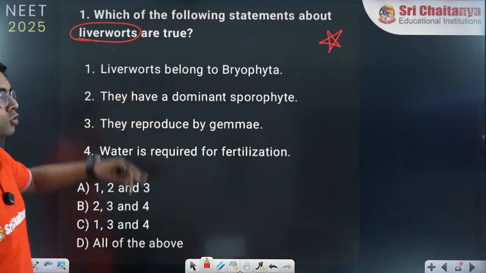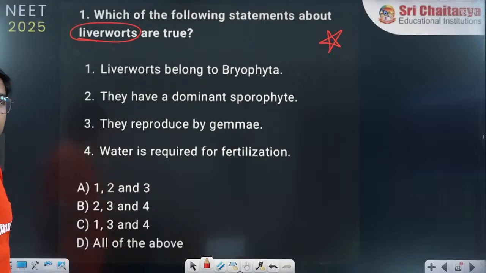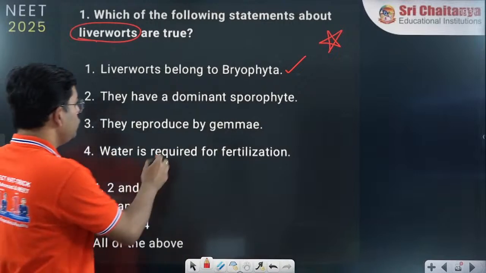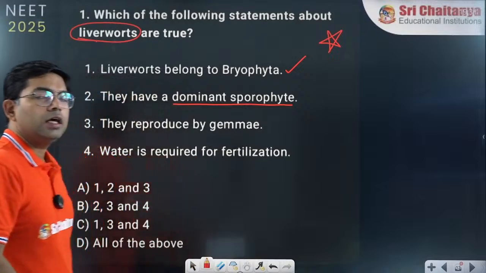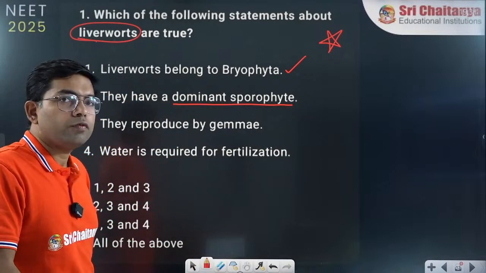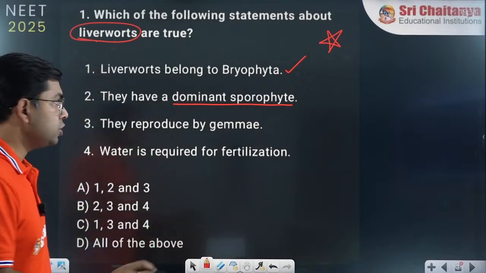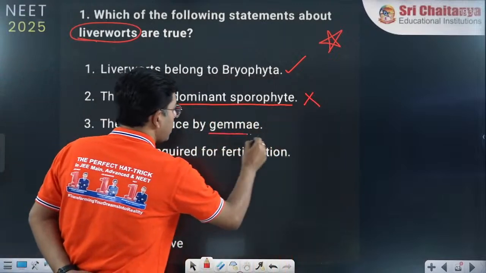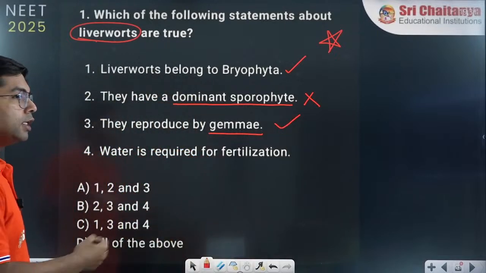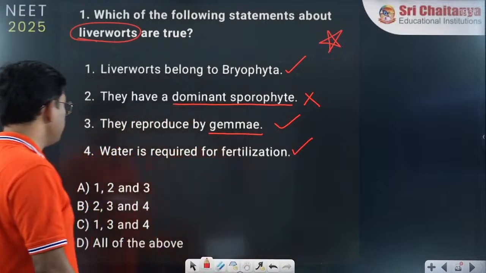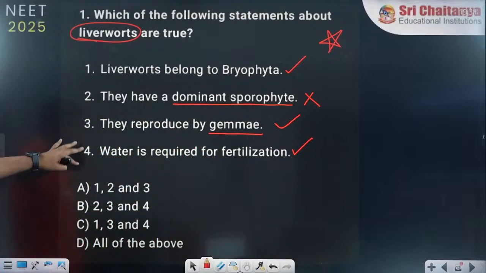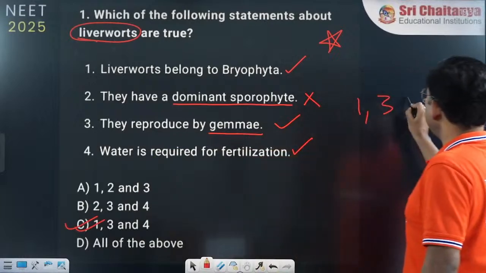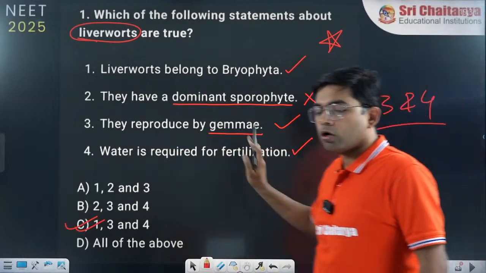Liverworts belong to bryophytes. Yes, they belong to bryophyte. Now, do liverworts have a dominant sporophyte? If it is a bryophyte, can sporophyte be dominant or gametophyte be dominant? It should have a dominant gametophyte. So this statement is wrong. They reproduce by gemma. Yes, it is correct. And water is required for fertilization. This is also correct, right? So except 2, all are correct. So the correct answer will be 1, 3 and 4. 1, 3 and 4 is the right answer. Such questions are also asked here.